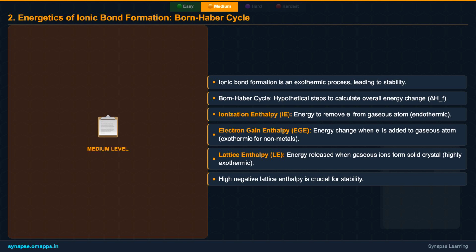Finally, a significant amount of energy, called lattice enthalpy, is released when these gaseous ions combine to form a stable solid crystal. A highly negative lattice enthalpy is a key factor in the stability of ionic compounds.